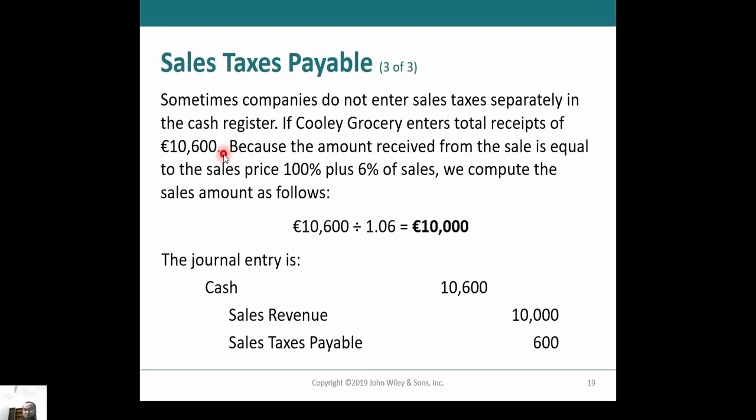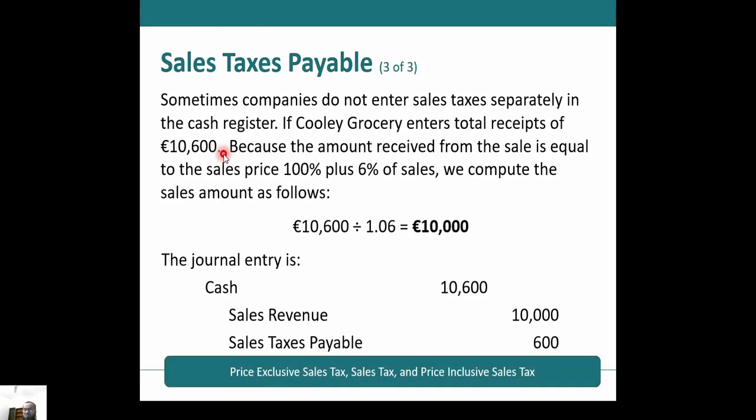And now, from the practical perspective, three figures are important. One is known as price exclusive sales tax or amount exclusive sales tax, right? In this case, this is 10,000. Then the sales tax, which is 600, and then the price inclusive sales tax or the amount inclusive sales tax, which is 10,600. So these three can be computed if any two of them are given.